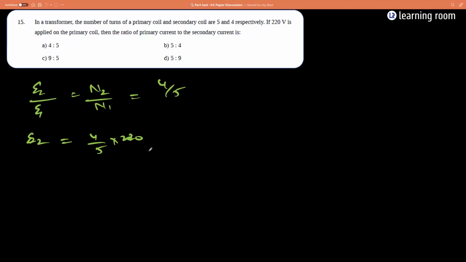In a transformer, the ratio of the number of turns of the primary coil to the secondary coil is 5 by 4. Answer: E2 by E1 is equal to N2 by N1. So N2 by N1 will be 4 by 5. E2 is equal to 4 by 5 into 220.